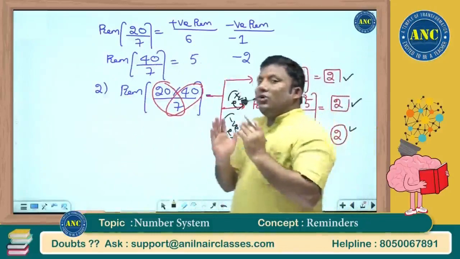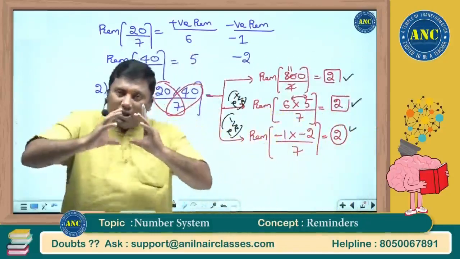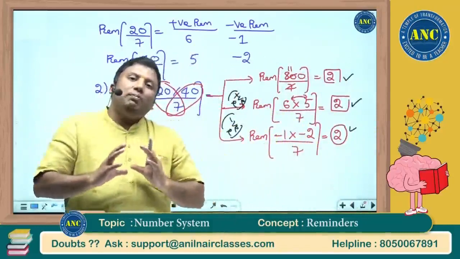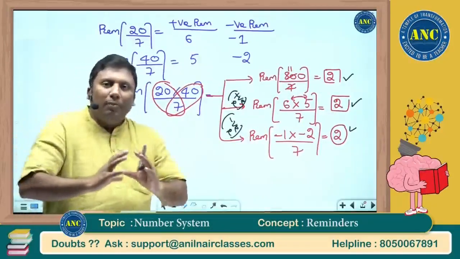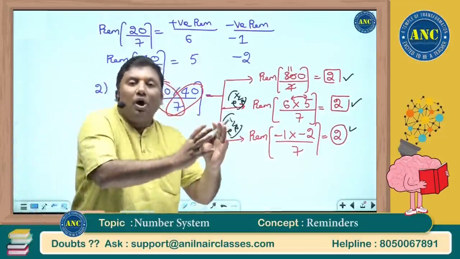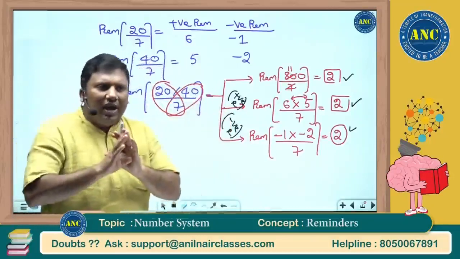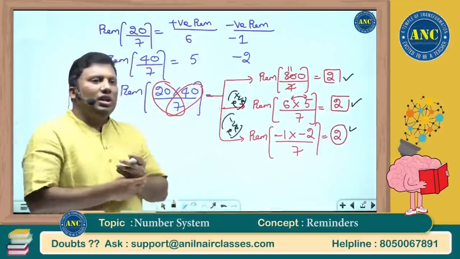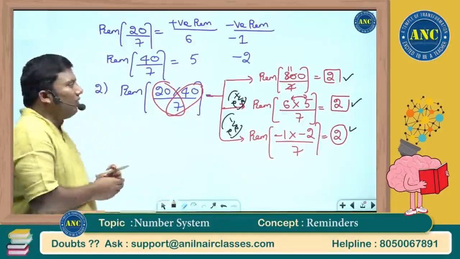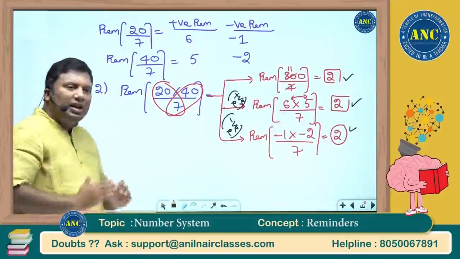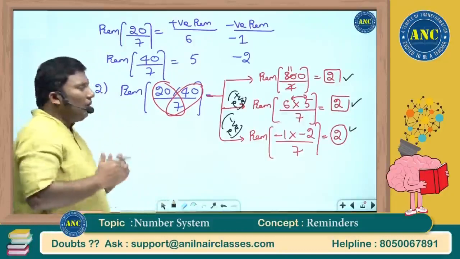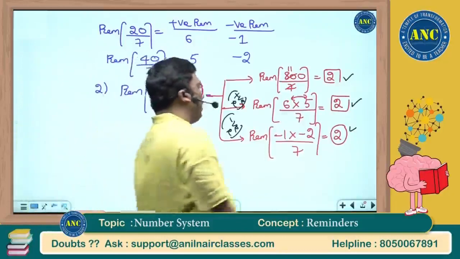So whenever you are doing remainder problems, either take the individual numbers and do it, or take the entire product or whatever is there in the numerator and divide it. Still the answer will not change. I hope it is clear. One by one, we will discuss the problems.